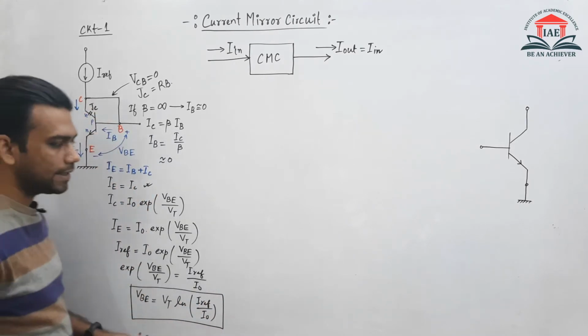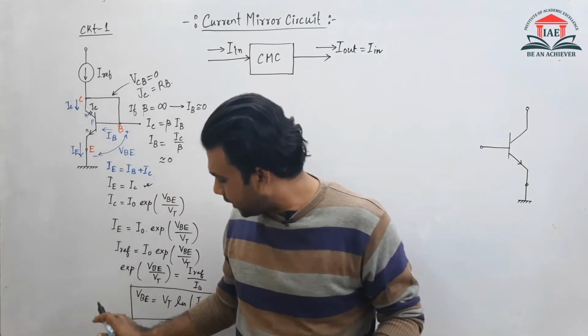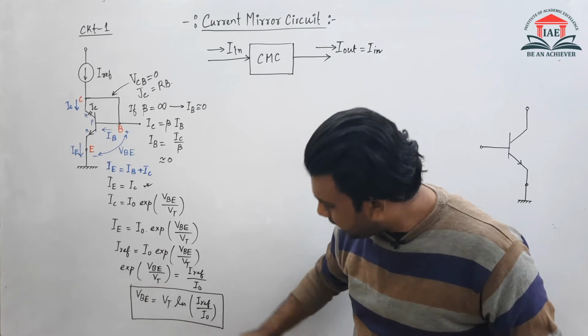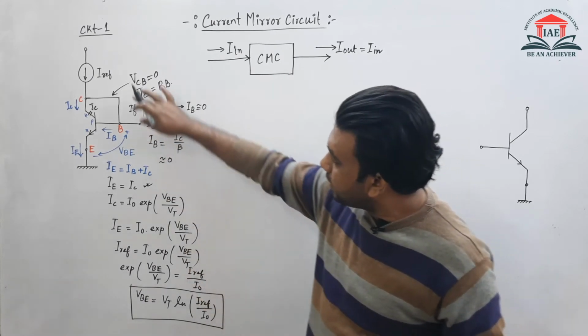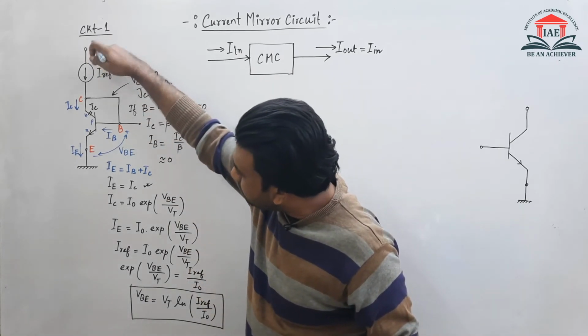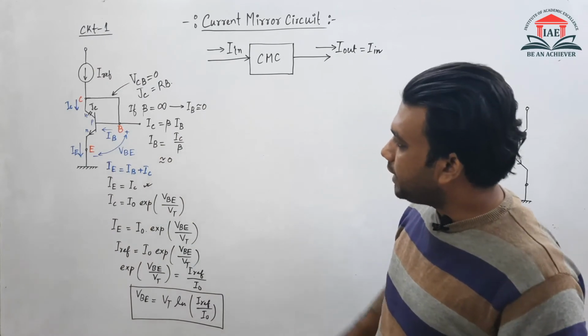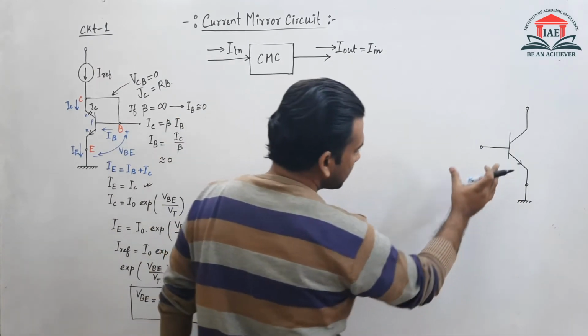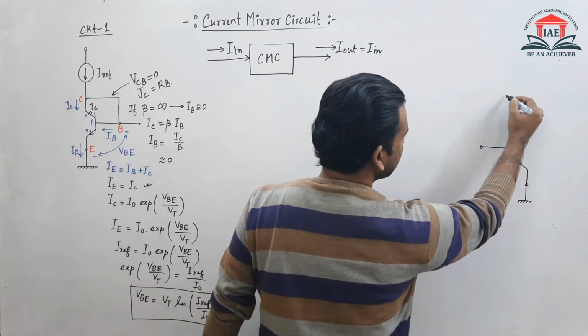This is the relation of VBE for this transistor circuit. VBE equals VT ln I reference by I0, and I reference was the current source that we have connected here. Now this was the first circuit. Now let us take the second circuit. This is circuit number 2.